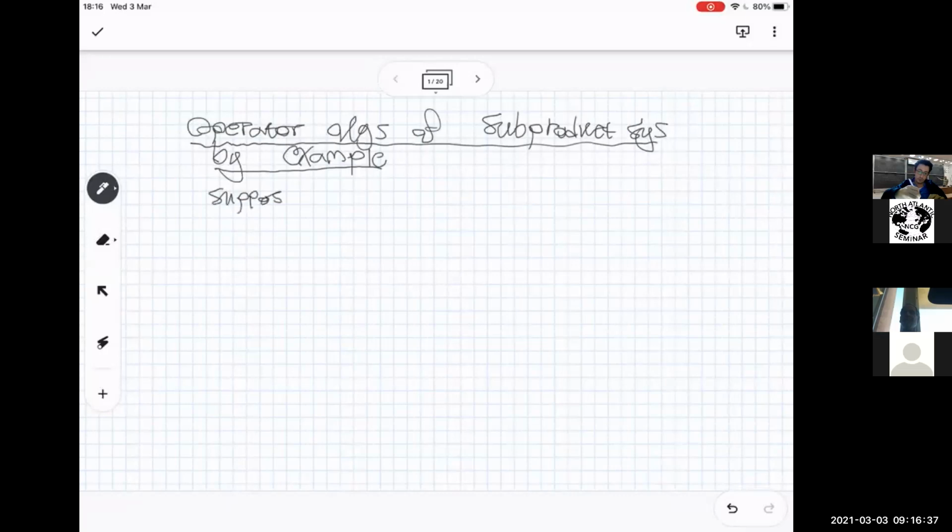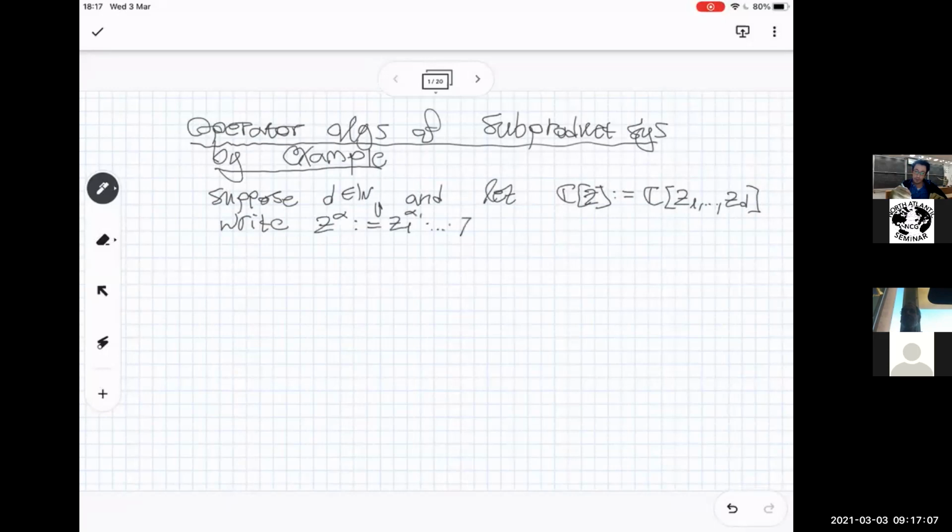suppose that d is a natural number, and let C[z] be the algebra of polynomials in commuting variables z_1 up to z_d. Right, z^alpha is just z_1^alpha_1 all the way up to z_d^alpha_d, where alpha = (alpha_1, ..., alpha_d) is in N^d.